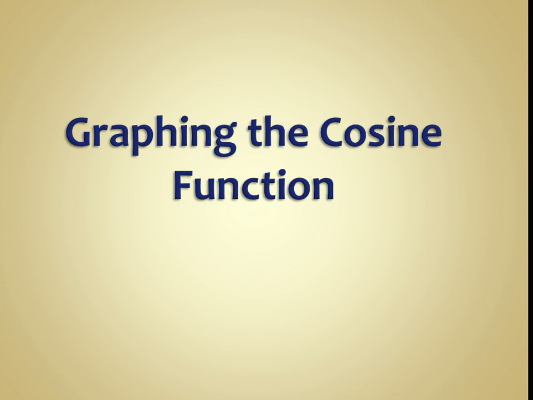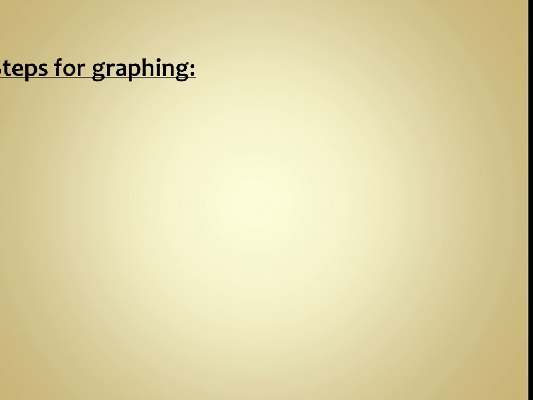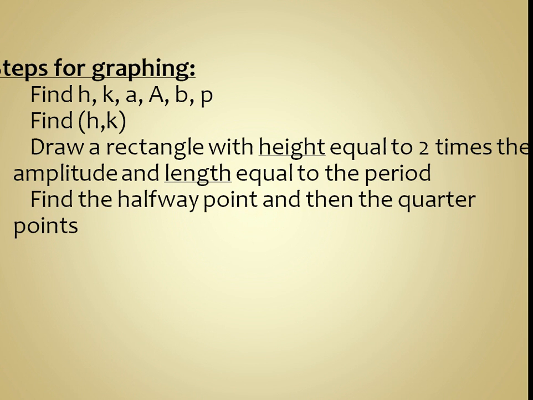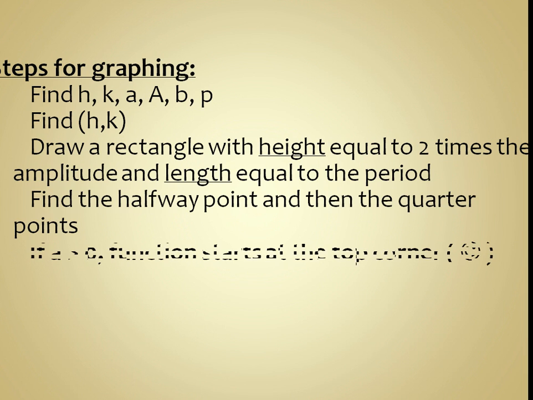So let's start graphing this cosine function now. Again, we have several steps to do this. Our first step is that we're going to find all of our parameters: h, k, little a, big A, little b, and period. Then your second step is to find your h and k, which in this case is not your starting point. You're going to draw the rectangle with the height equal to 2 times the amplitude and the length equal to your period. Then you find your halfway points and your quarter points in this rectangle.